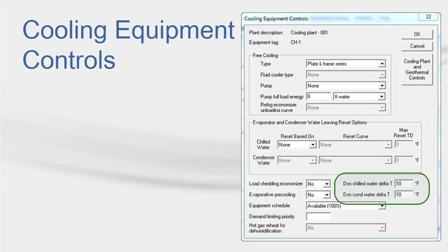The design chilled and condenser water delta T fields override the corresponding fields as set in the Cooling Equipment Library and are only available for air-cooled and water-cooled chillers. These values are used to determine chilled and condenser water flow rates at design conditions, as well as part load chilled water entering and leaving conditions and the design condenser water leaving conditions.